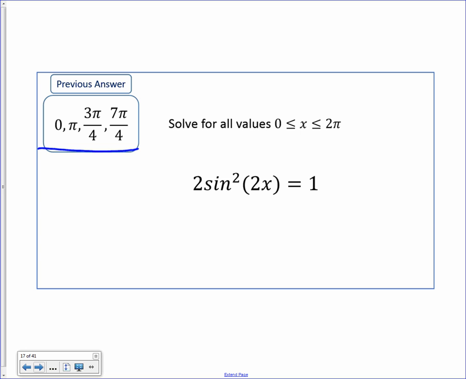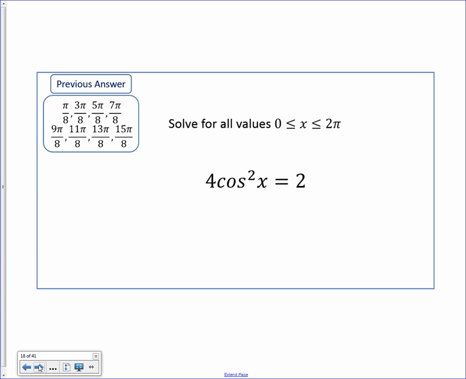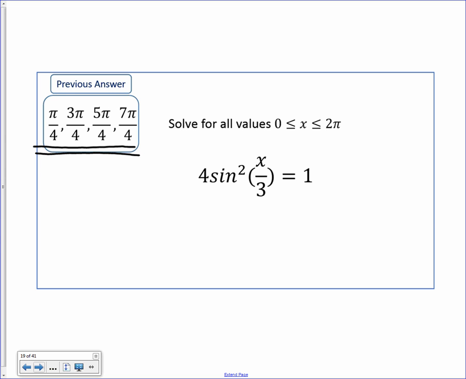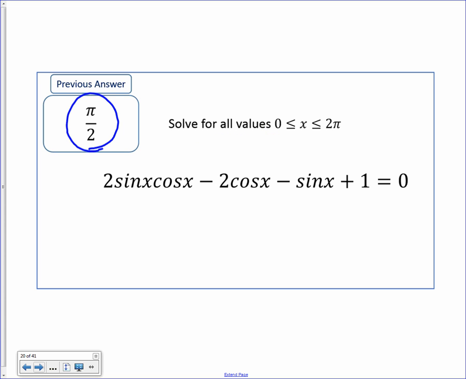Okay. The next problem you're supposed to have is 2 sine squared 2x equals 1. And the answers to that, there are 8 of those, and they're all over 8. Okay. 4 cosine squared x equals 2. Have 4 answers, pi over 4, 3 pi over 4, 5 pi over 4, and 7 pi over 4. Okay. 4 sine squared x divided by 3 equals 1. You only get 1 answer. The other answers that you probably thought of were too big.